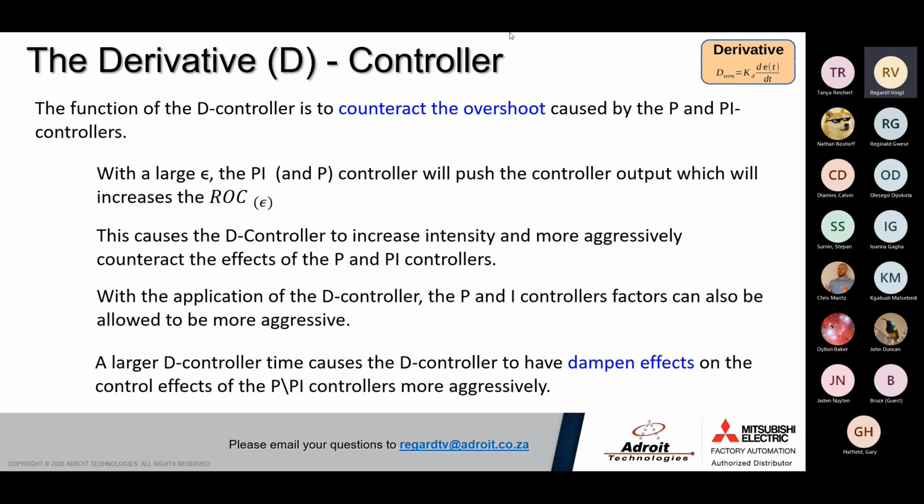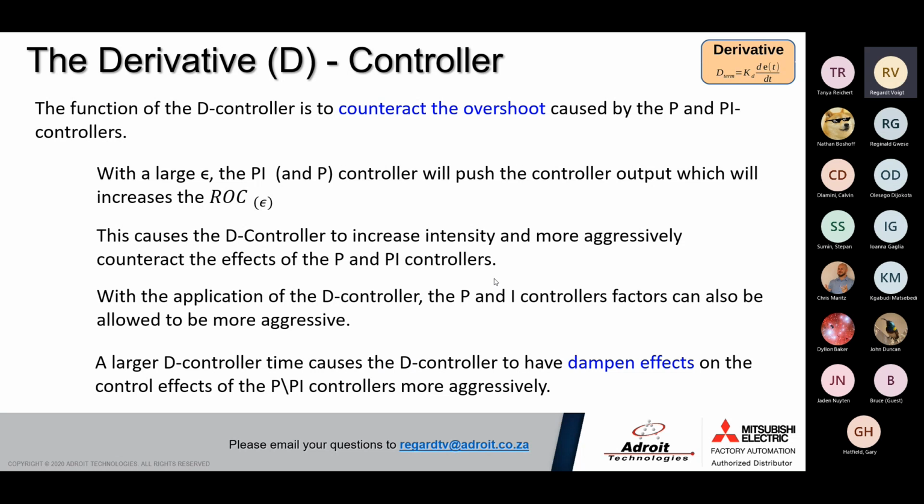So as I said, the D controller counteracts the overshoot. If there's a very large error, the controller will push a very powerful analog output to the actuators to mitigate that error aggressively. That is something that the P and PI controllers don't have. In many applications you don't need it, but in some applications you do.